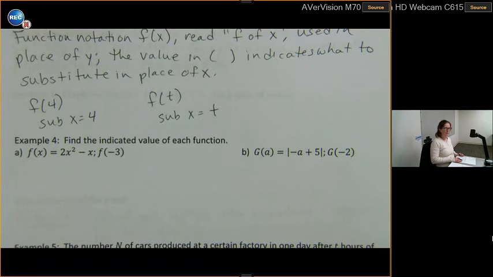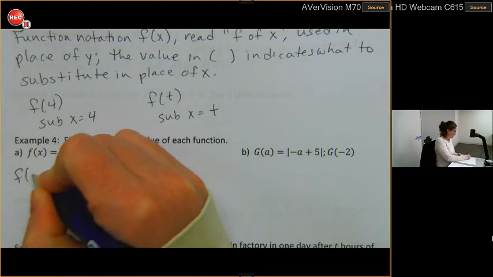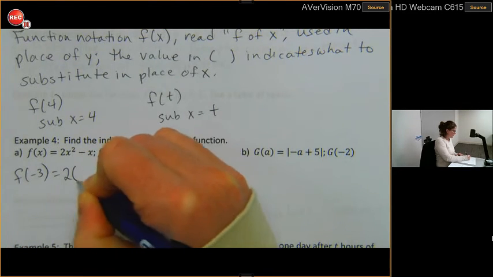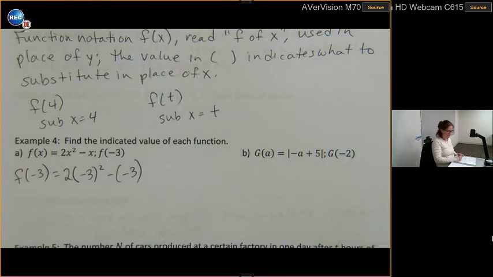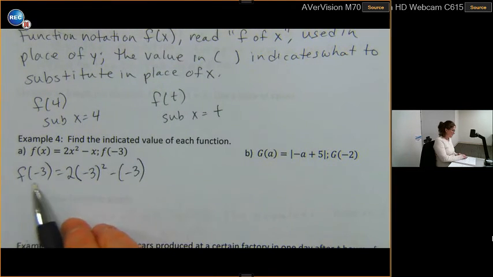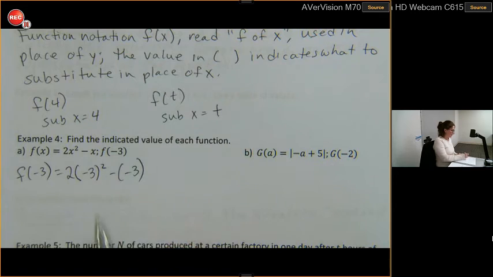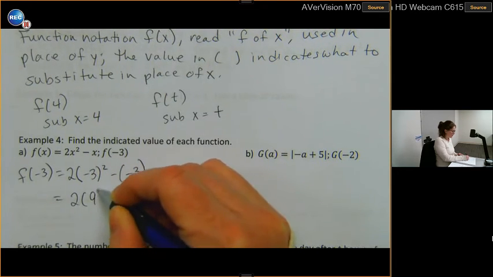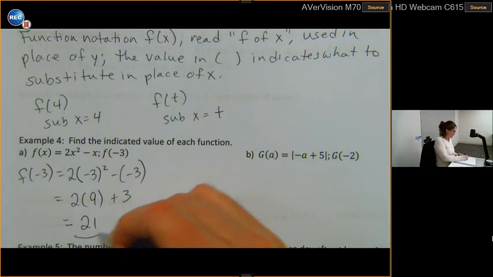So in example 4, find the indicated value of each function. I'm going to substitute a -3 in place of the x's. Every single x in the problem changes to a -3. And this on the left, f of -3, is just notation. So you don't do anything else with f of -3. You leave that alone. You solve out the right-hand side using order of operations. We get 18 plus 3, which is 21.